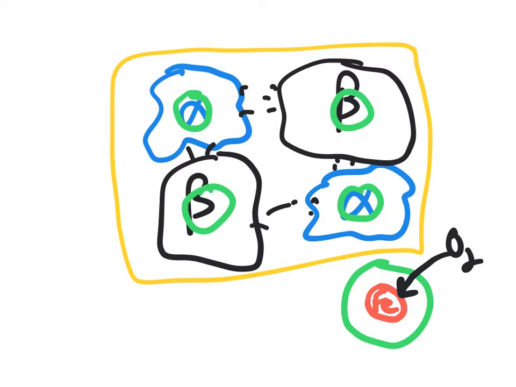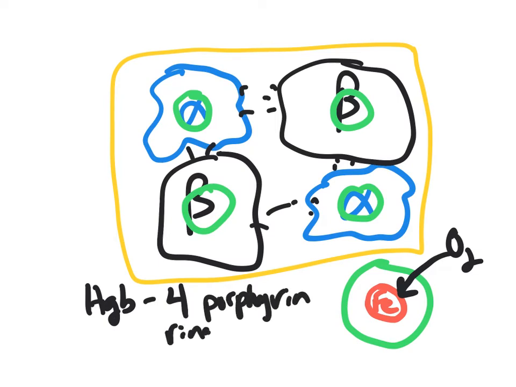So what that means is that for each hemoglobin molecule, remember each hemoglobin molecule has 4 subunits. So that means each hemoglobin molecule has 4 porphyrin rings, which means that it can bind 4 oxygen molecules. So each hemoglobin molecule can actually pick up, hold, and carry 4 oxygen molecules.